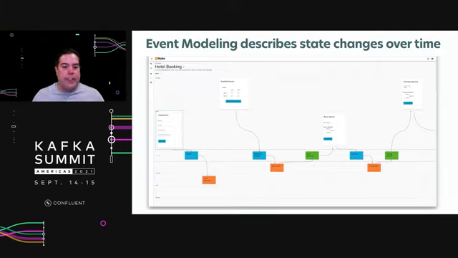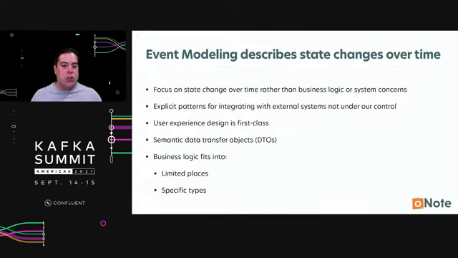What's really cool about this is that it focuses on state change over time. So rather than getting into the nitty-gritty of business logic and branching conditionals and all that kind of stuff, or rather than diving really low level into system concerns about how do I organize my source code files and my classes and my hierarchies, it focuses on state change over time, which is the most important and business valuable aspect of the application. There are explicit patterns in event modeling for integrating with external systems outside of our control, right? For importing state from those external systems and for exporting our own state back into those systems. So it's built to play with others, which is great.